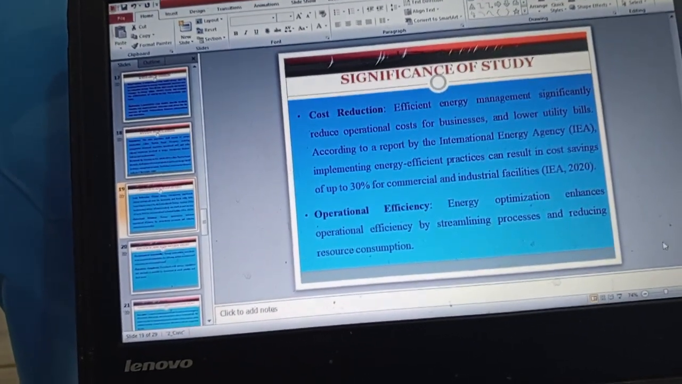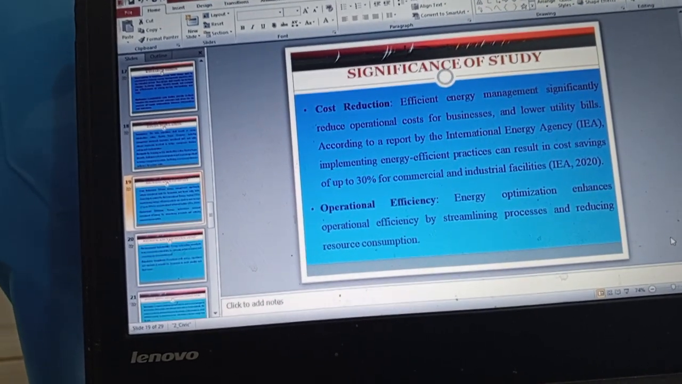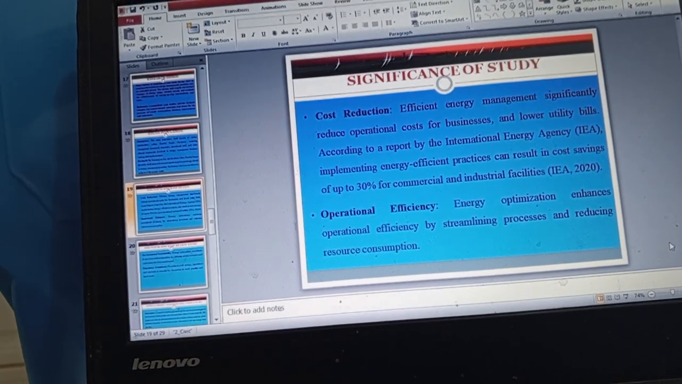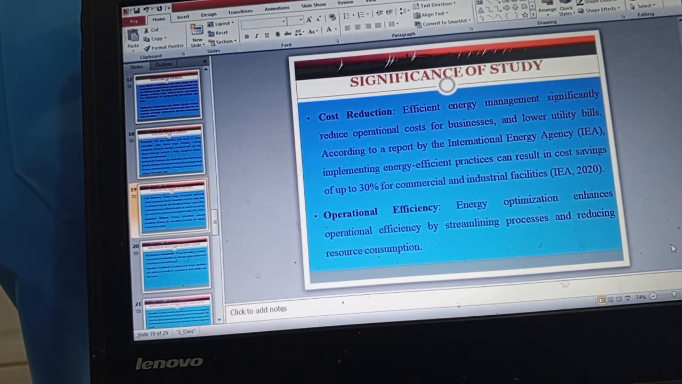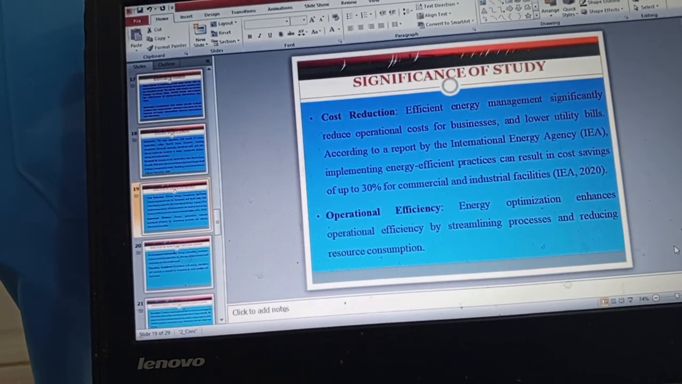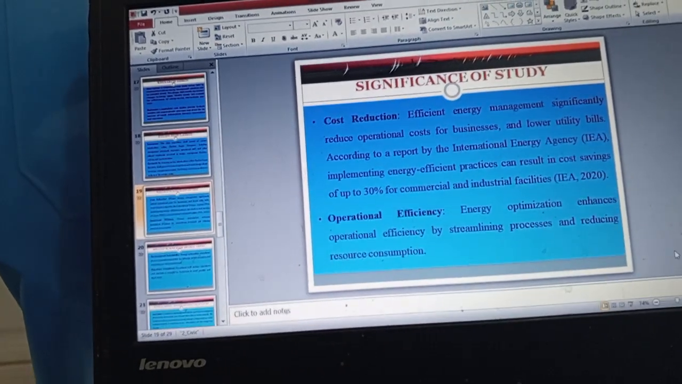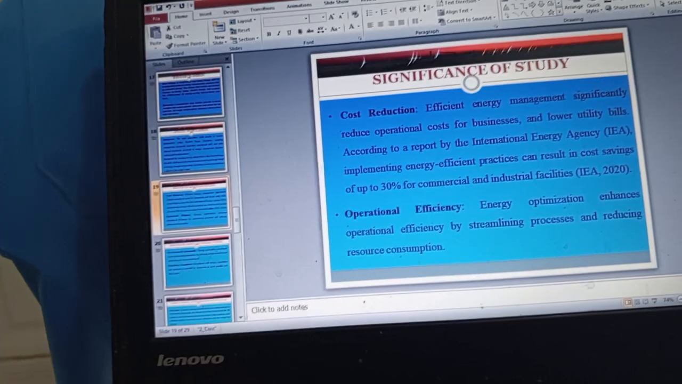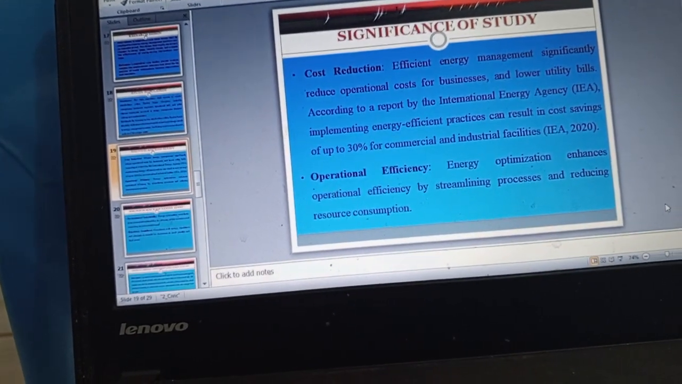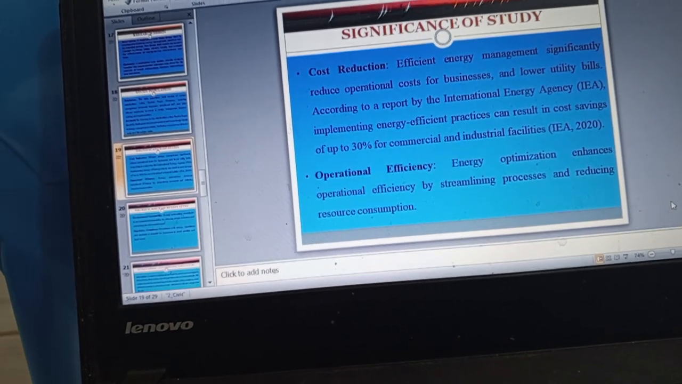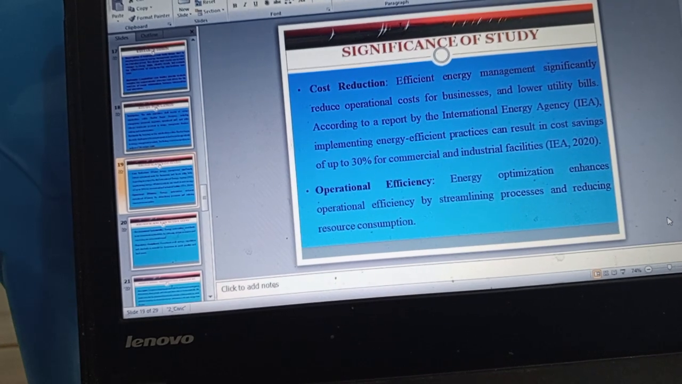Then for the significance of the study, obviously it is cost reduction. Efficient energy management significantly reduces operational costs for businesses and lowers utility bills. And according to a report by the International Energy Agency, which is IEA, implementing energy efficient practices can result in cost savings of up to 30% for commercial and industrial facilities.